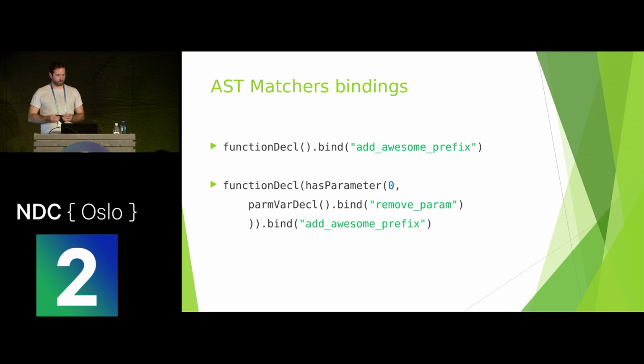Another thing you have to know about matchers is that you can bind results. So this is actually what you need to do when you're creating matchers, in order that you can extract those results in step 2 and rewrite your source code. But you can also make multiple bindings in one long matcher expression. So here in the second example, I have a binding for remove param because I want to remove that parameter, and I have a binding for add awesome prefix for the function decl because I want to rename it.